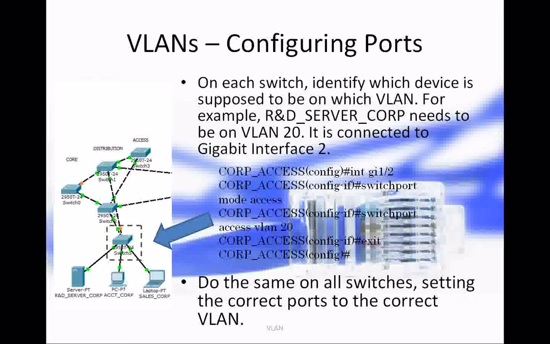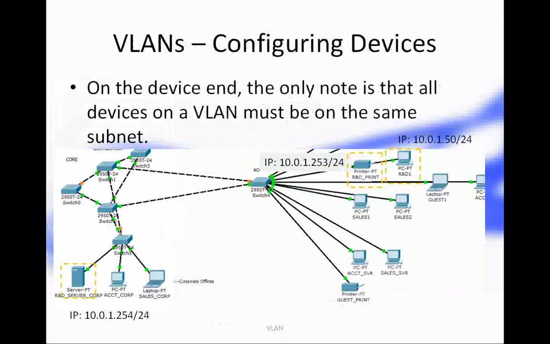Once configured, the last thing, which you may have already done, is device configuration. Devices in the same VLAN need to be on the same subnet. In my topology, research and development is a very small network, so we've given it a subnet of 254 hosts, which is part of the 10.0.1 network. And each device is configured with an IP address in that subnet. Each port that an R&D device is connected to on the switches has been set to VLAN 20. Now that that is done, all the devices are ready to communicate.